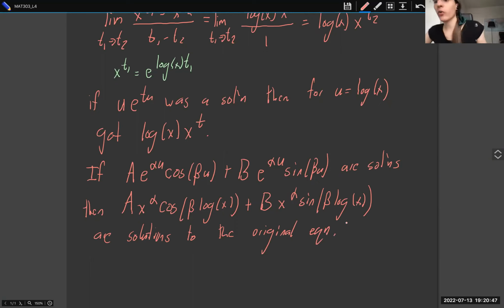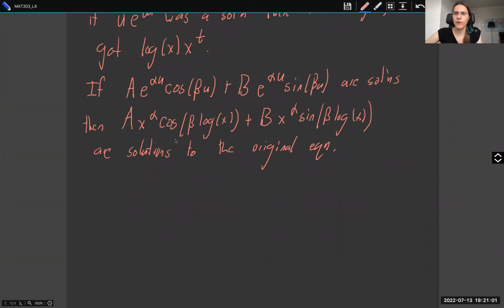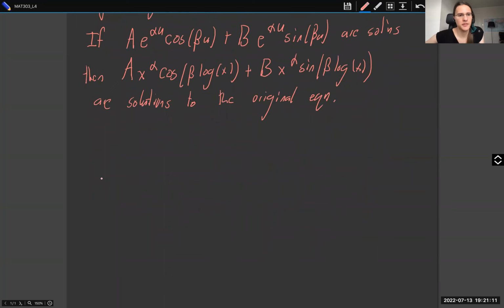So solving Euler equations is in fact just as easy as solving the homogeneous second order constant coefficients equations. Because all that you do is you solve a quadratic and then you write down the answer, except the recipe for writing down the answer is a bit different. So let's do some examples.